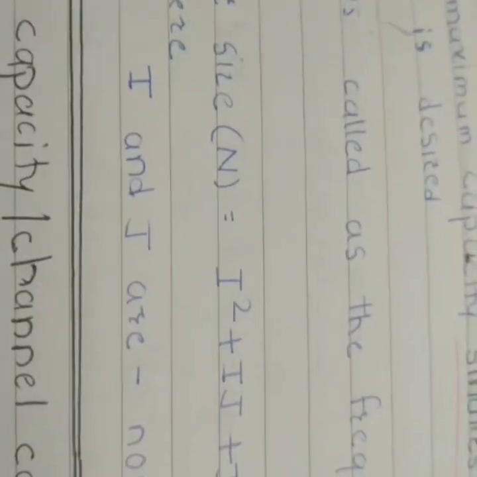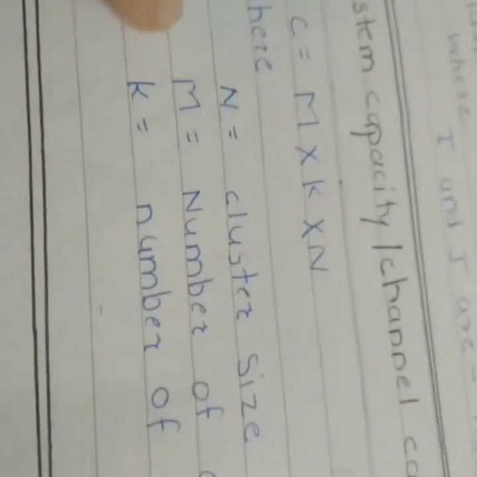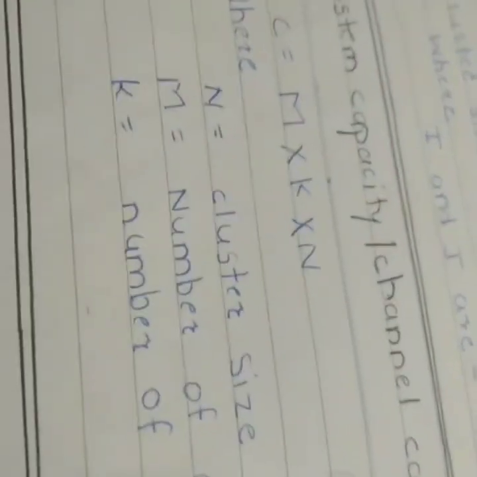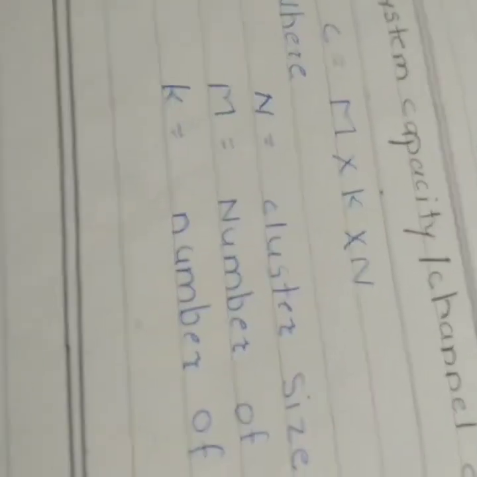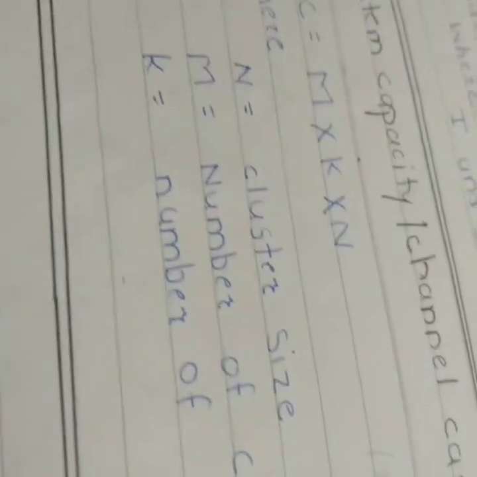So what is the frequency reuse factor? The formula of the frequency reuse factor is 1 by N. Then what is cluster size? N equals i squared plus ij plus j squared, where i and j are non-negative integers. Now we will see system capacity, how to calculate channel capacity. It has a simple formula: C is equal to cluster size into number of clusters into number of channels per cell.